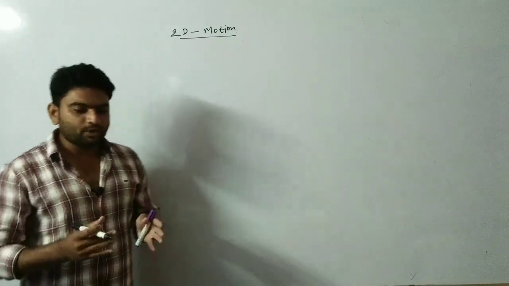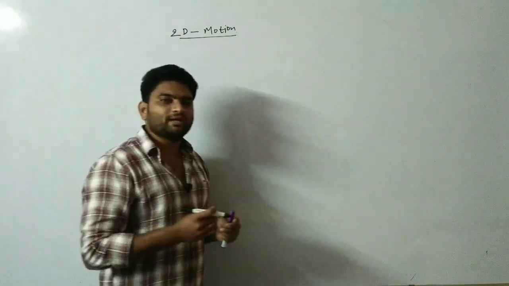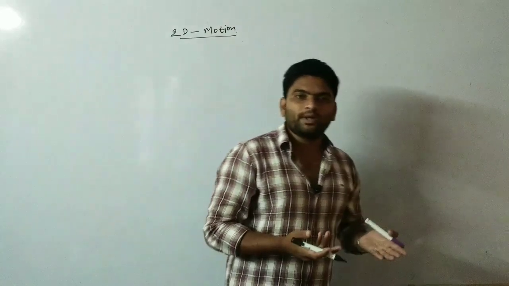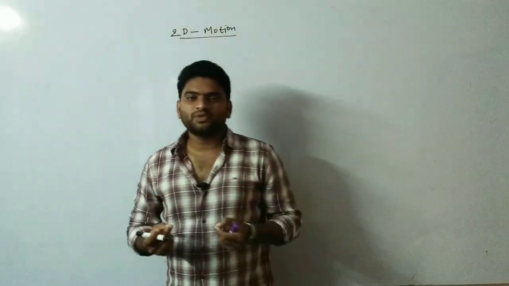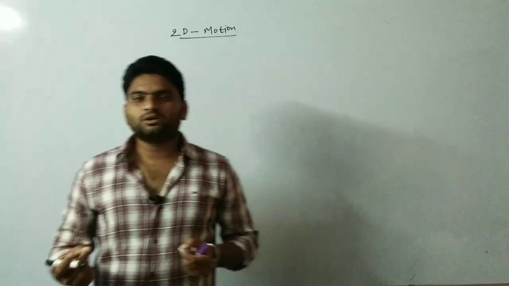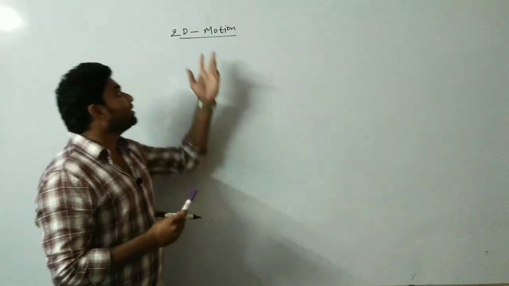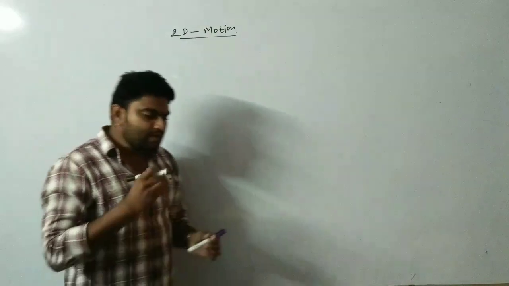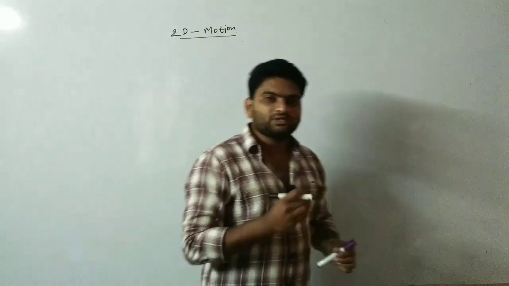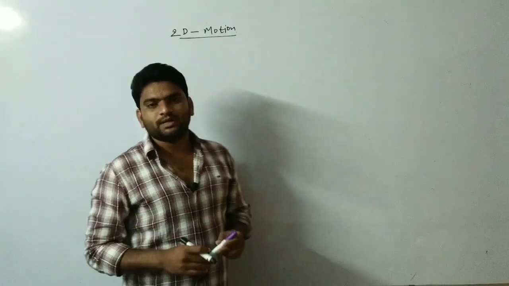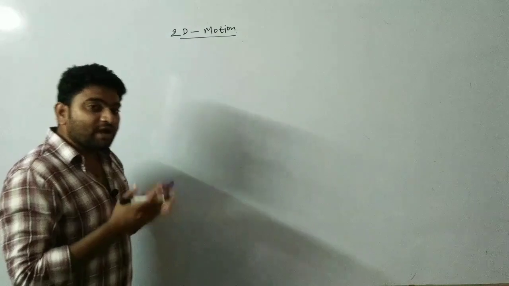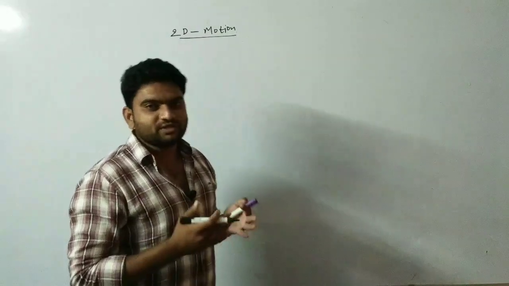In one-dimensional motion, an object is always traveling along either the x-axis or the y-axis. That means we did not mention whether the body is moving along the x-axis or y-axis. But in this particular chapter, 2D motion, every time we have to specify whether the body is moving along x and y directions. So that means we have to use some suffixes here.